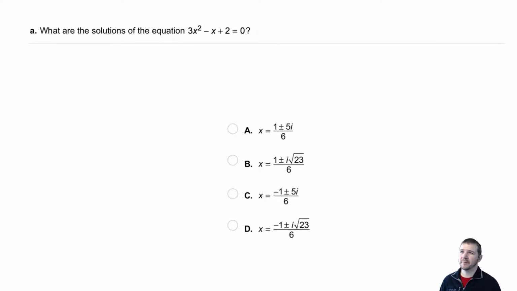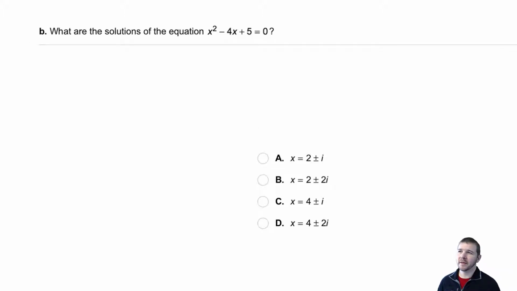Your turn, part A. What are the solutions of the equation 3x squared minus x plus 2 equals 0? And part B. What are the solutions of the equation x squared minus 4x plus 5 equals 0?